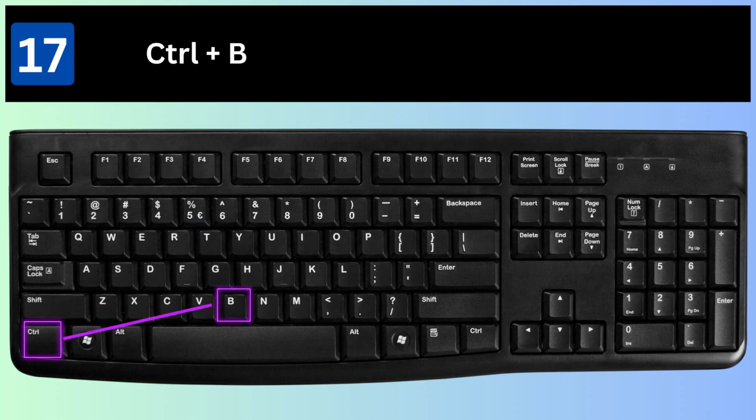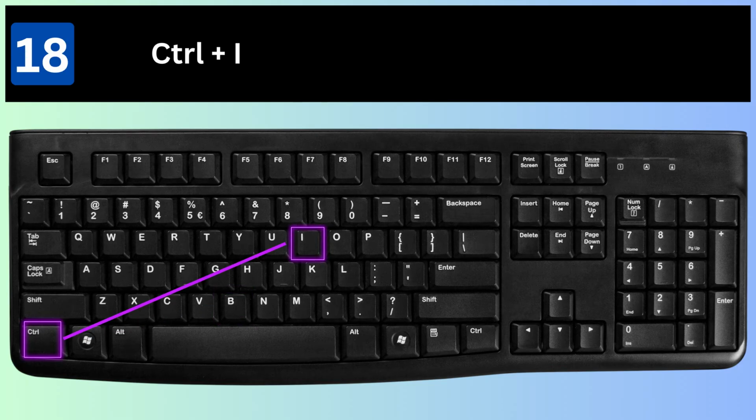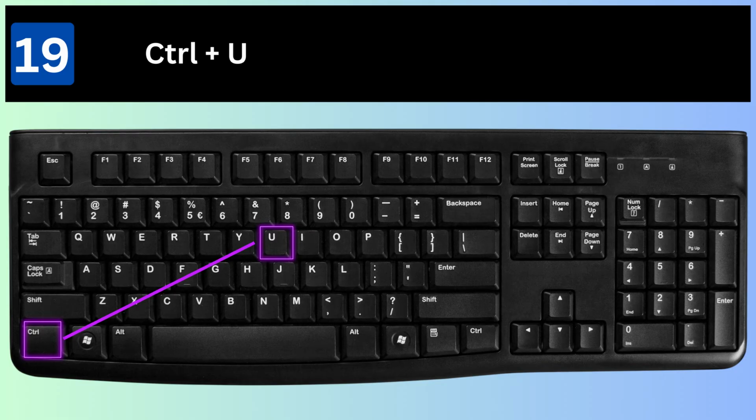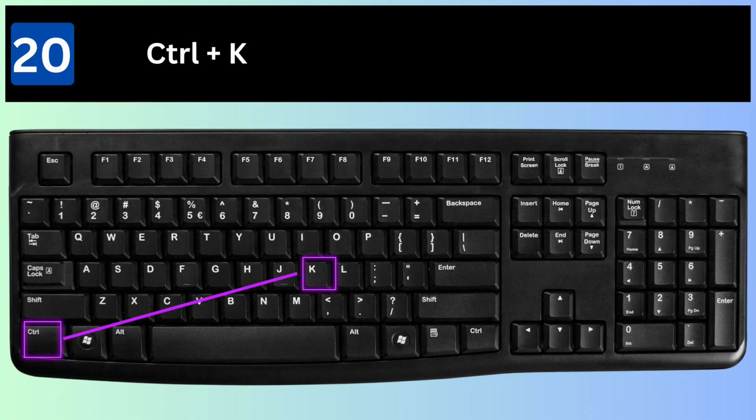Ctrl plus B. Bold text. Ctrl plus I. Italicize text. Ctrl plus U. Underline text. Ctrl plus K. Insert a hyperlink.